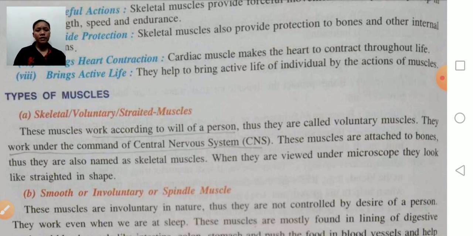Skeletal voluntary muscle works under the will of a person. Therefore, they are called voluntary muscles. And when we look through the microscope, they look straight in shape. Therefore, it is also known as straight muscle.